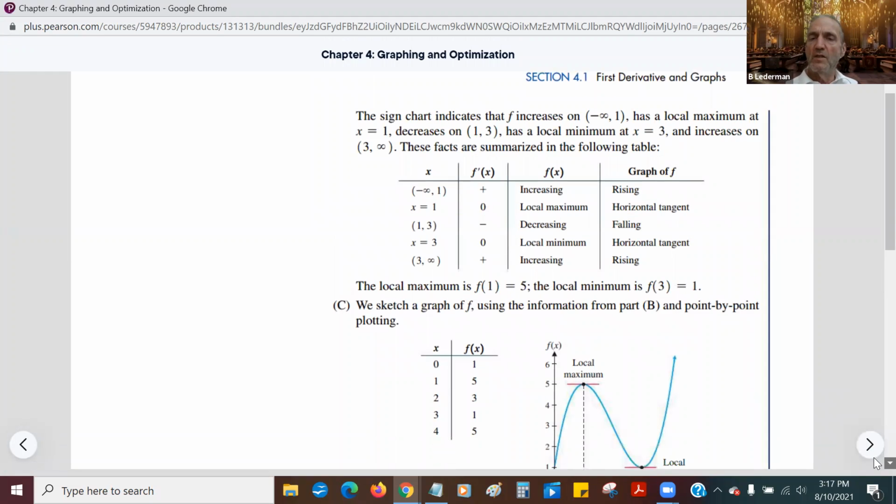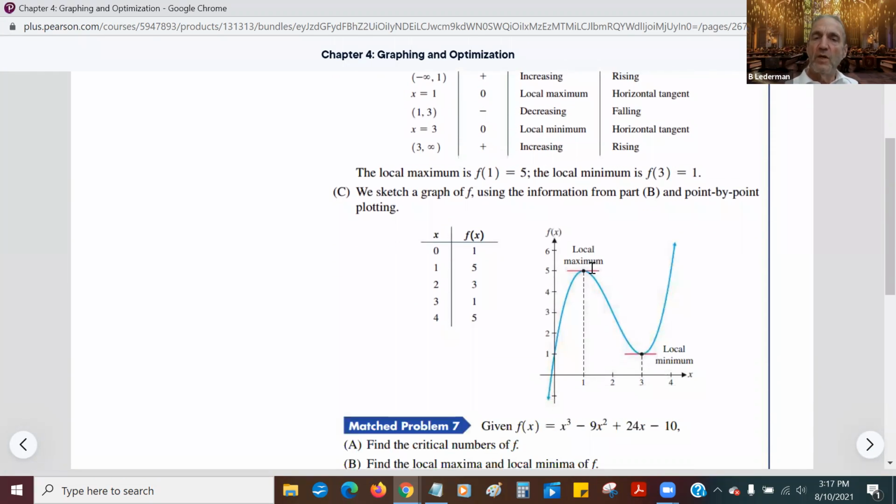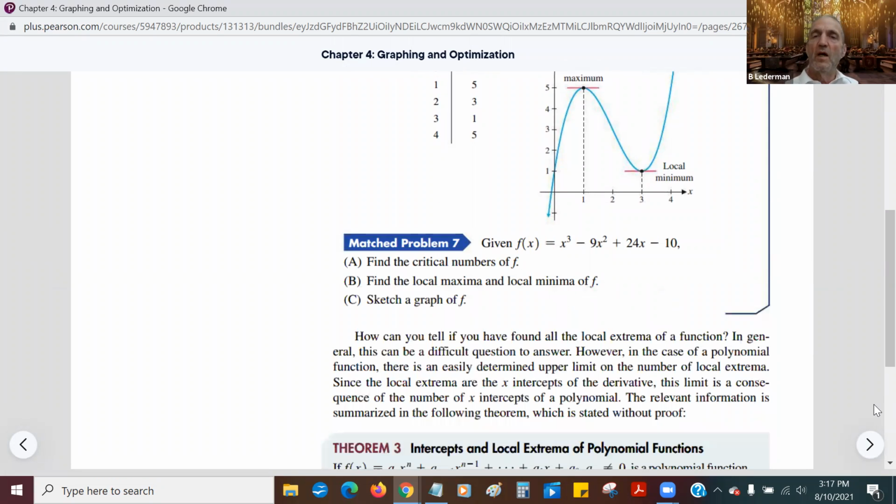And here is the graph. That's our max when x equals 1. That's a min when x equals 3. And that is the story.